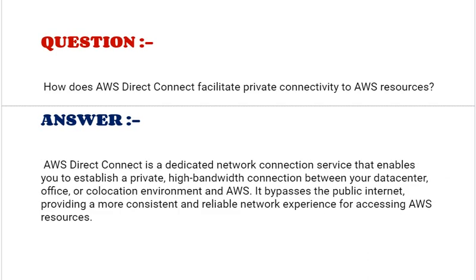Our next interview question is: how does AWS Direct Connect facilitate private connectivity to AWS resources? Your answer should be: AWS Direct Connect is a dedicated network connection service that enables you to establish a private, high bandwidth connection between your data center, office, or co-location environment and AWS. It bypasses the public internet, providing a more consistent and reliable network experience for accessing AWS resources.